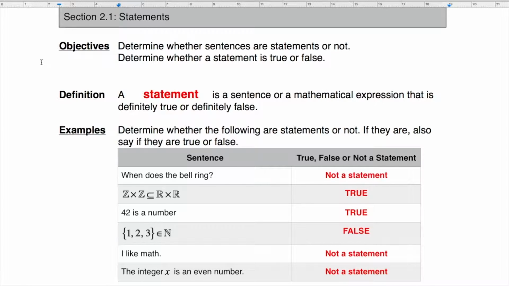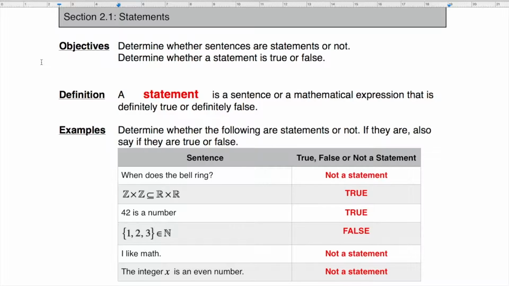Example 3, 42 is a number. That's a statement, and it also happens to be a true statement. 42 is a number. Sentence 4, the set {1, 2, 3} is included in N. This is a statement, but it's a false statement.